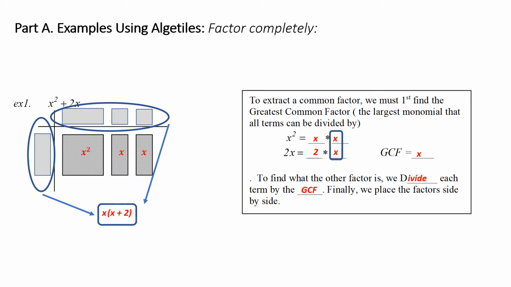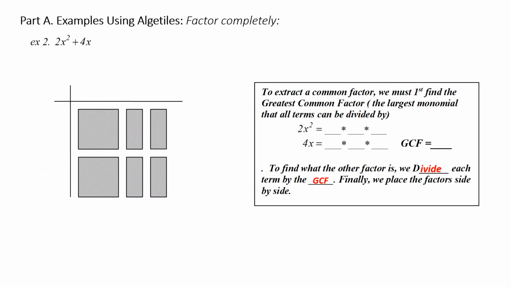Let's do another example with algetiles. 2x squared plus 4x. Now, notice, again, I've created a rectangle. If we can't create a rectangle, it is not factorable. I'm now going to look at the two x's and look at their sides on the left-hand side along the crosshatch. What do I know? Well, to get x squared is going to be an x on one side, and I've got two of them, so that's two x's. Now, look above.